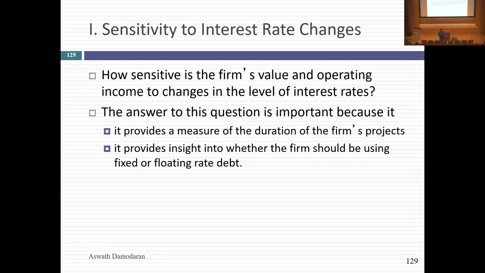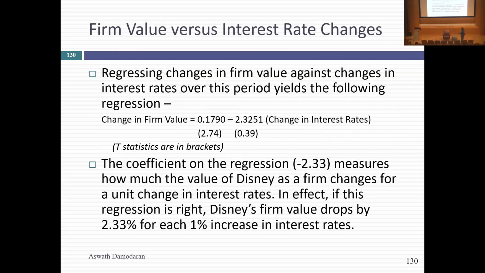When I run that regression, the output is actually going to tell me something about the duration of Disney's assets. Sounds like, how is that even possible? But when you look at changes in firm value against changes in interest rates, what you get as a coefficient on that regression is actually a rough measure of the overall duration of your assets. I'll back that up in a moment. So let's start by running a regression of changes in Disney's firm value, the 29 years of history I have, against changes in the T-bond rate.